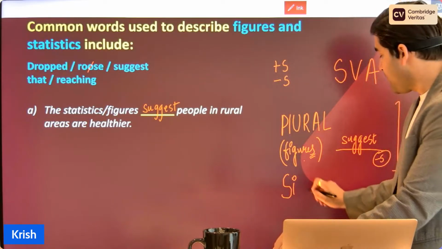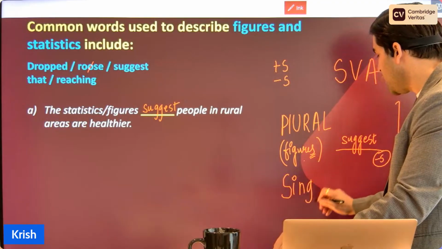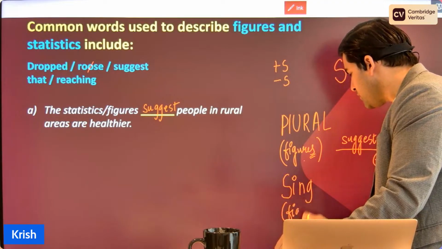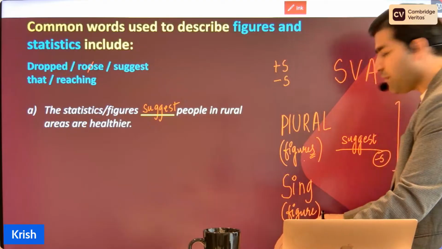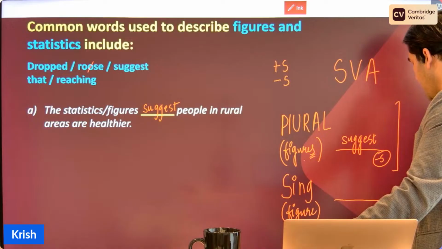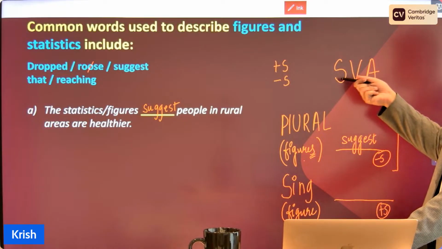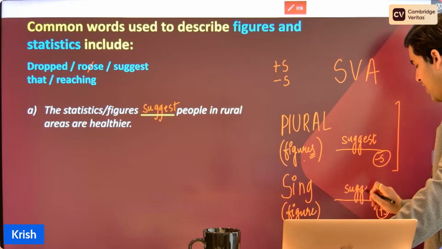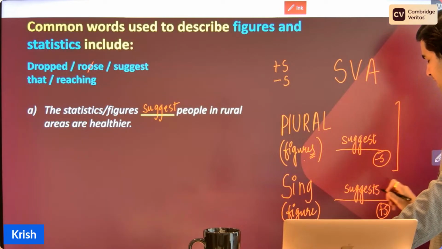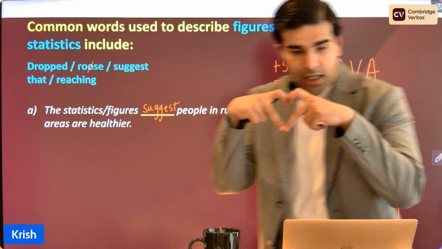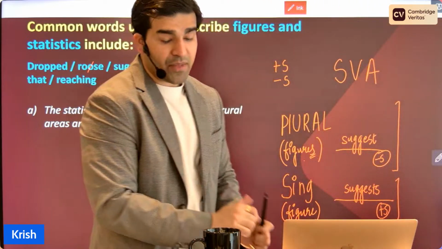Okay? Similarly, if it is not plural, if it is singular for that matter, as in the word figure, not figures, it's only one figure, then you add S with the next word, again for subject verb agreement, SVA. So it becomes figure suggests. If you understand this, give me a big heart. If you did not know this before, and if you understand it now, extremely important.